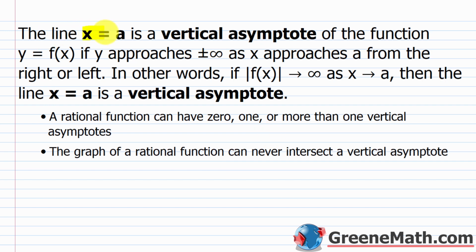So the line x equals a is a vertical asymptote of the function y equals f of x if y approaches positive or negative infinity as x approaches a. This is from the right or left. In other words, what we're saying is that if the absolute value of f of x, or you could say the absolute value of y, approaches positive infinity as x approaches a, again, this would be from the right or the left, then the line x equals a is a vertical asymptote.